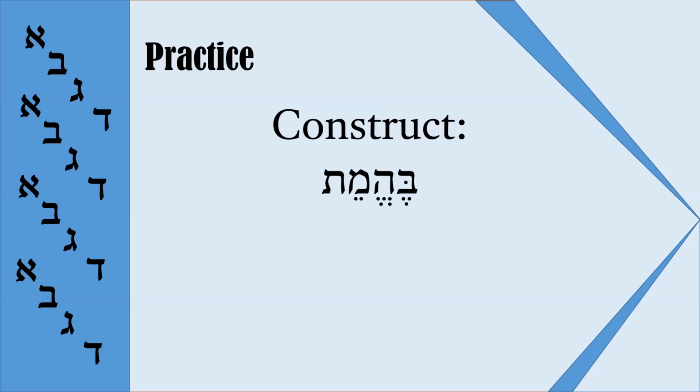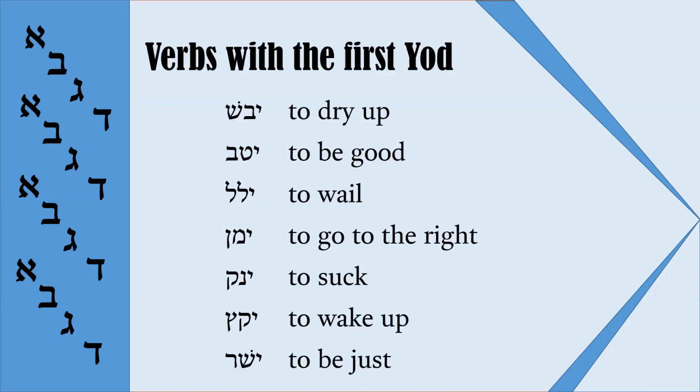Okay, so this is about the construct chain, and I understand that sometimes it is not easy in the beginning, but very soon you will be used to this kind of constructs, because they happen actually very often in the Hebrew Bible. And now, what else?